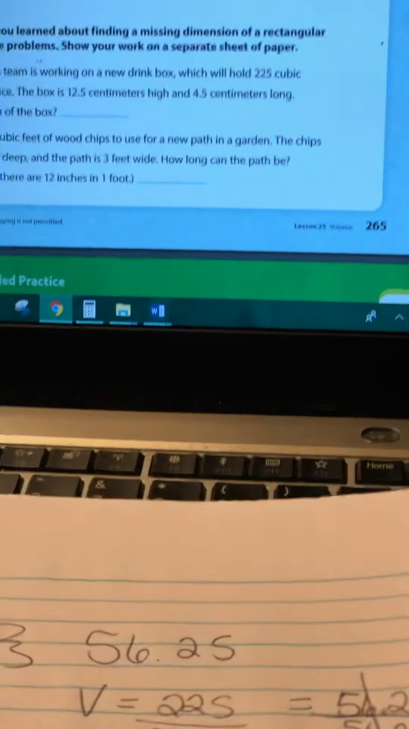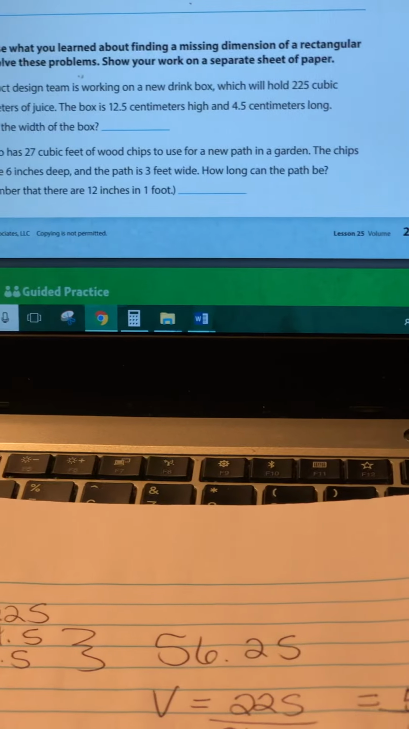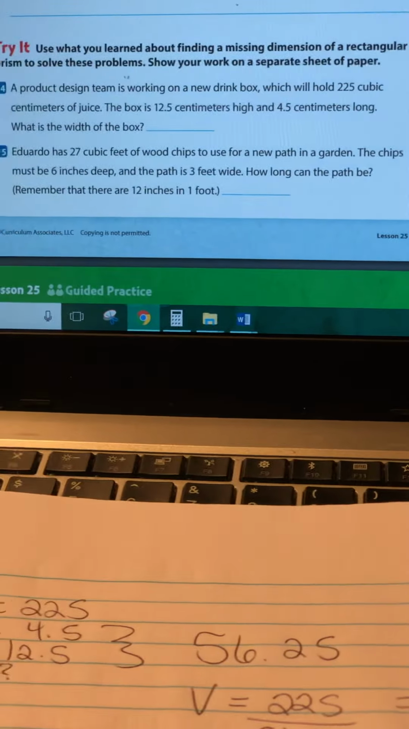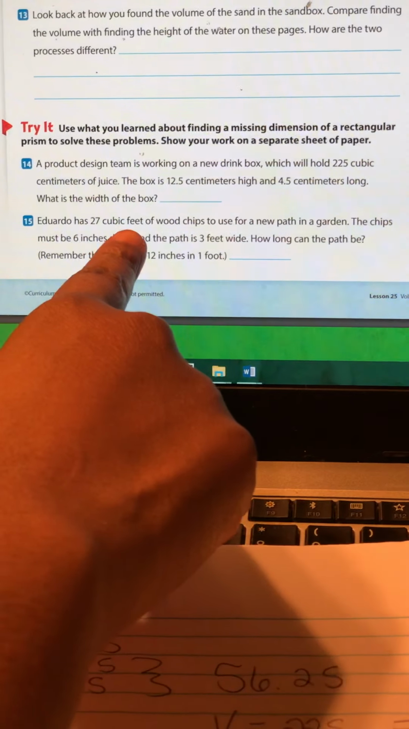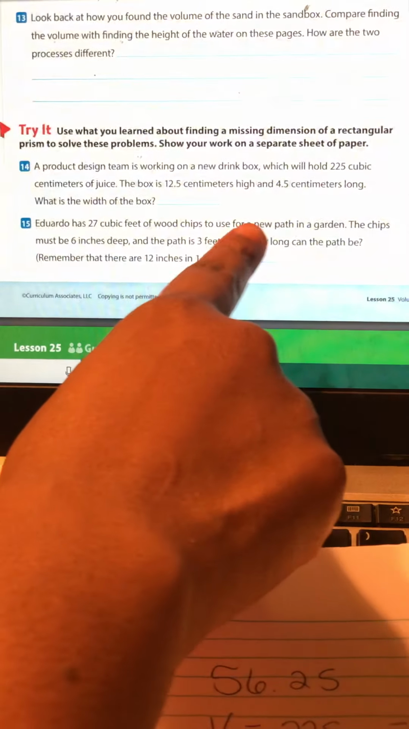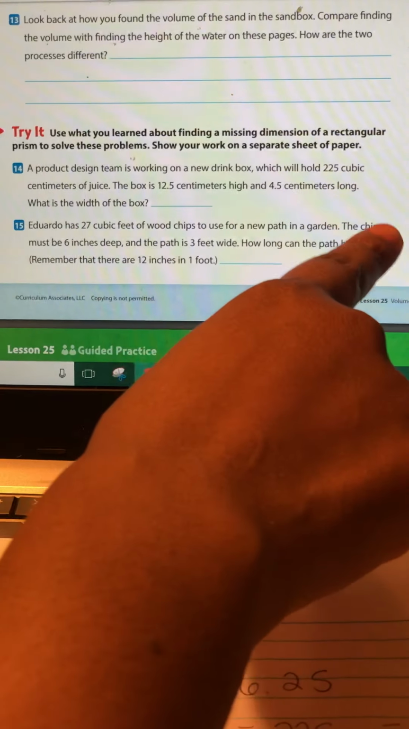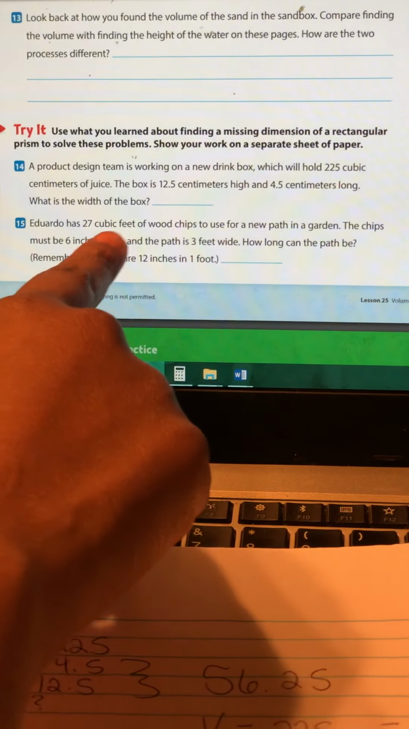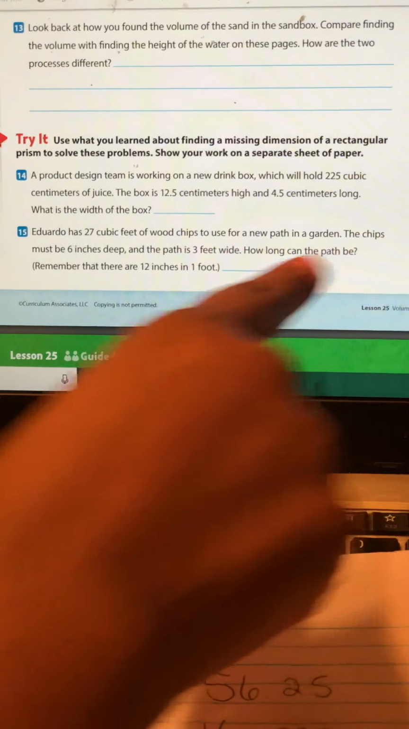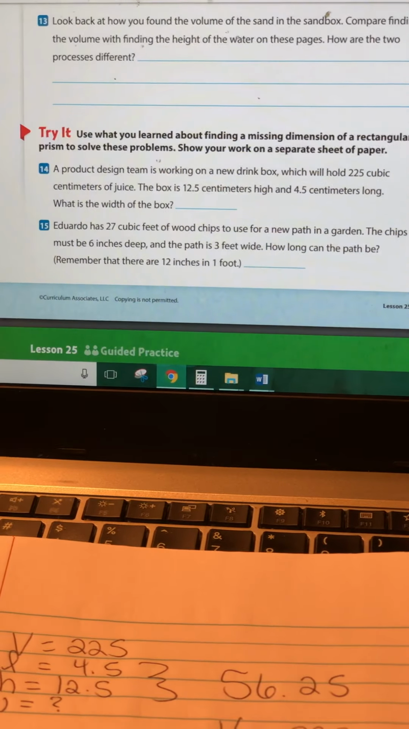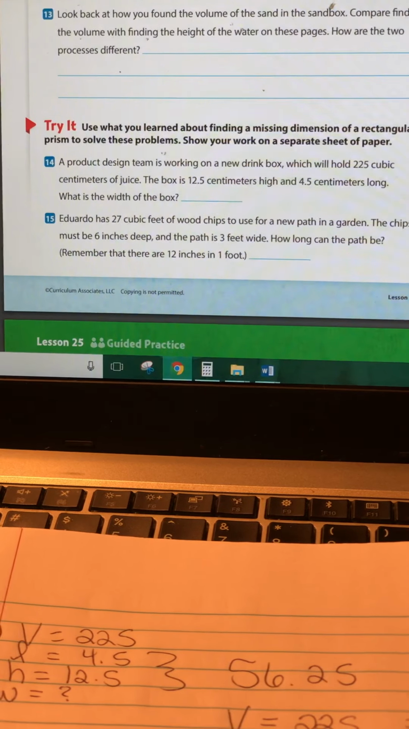Okay, I'm going to read number 15 for you guys, and I want you guys to kind of chime in as if we were in the classroom together, and you tell me exactly what to do. Number 15 is just like number 14. Okay, it says Eduardo has 27 cubic feet of wood chips to use for a new path in a garden. The chips must be 6 inches deep, and the path is 3 feet wide. How long can the path be? Remember that there are 12 inches in 1 foot.